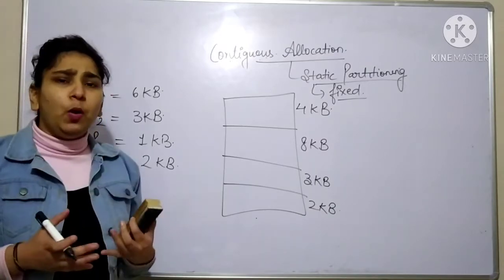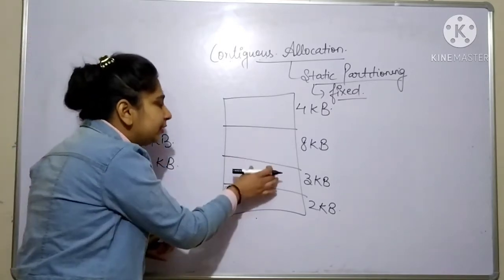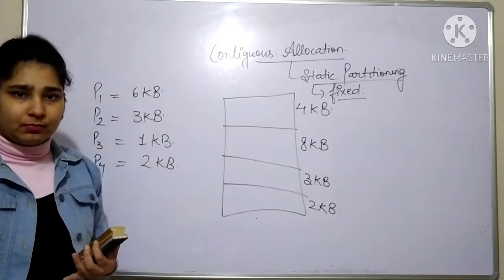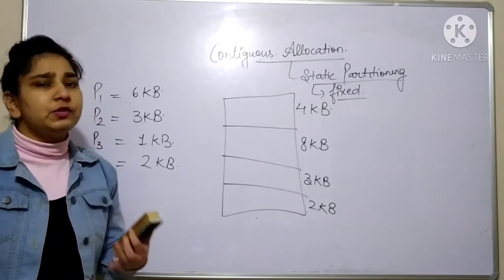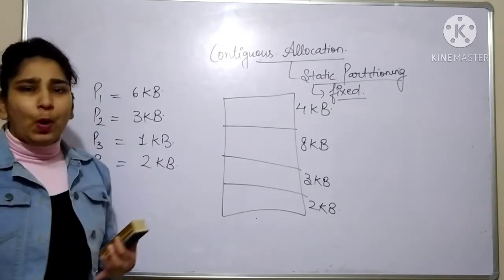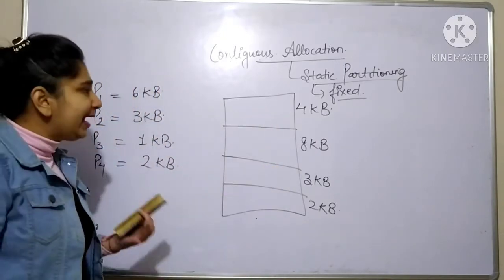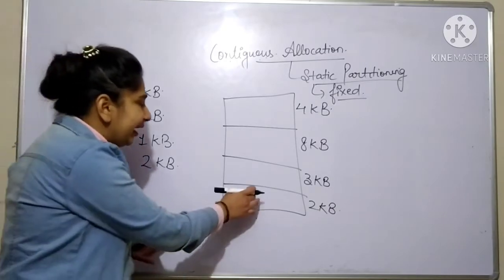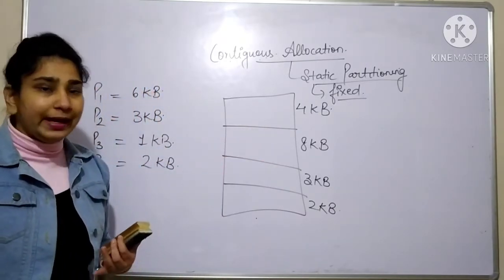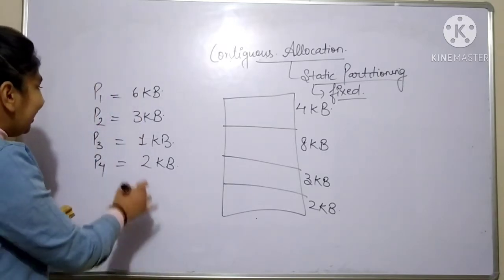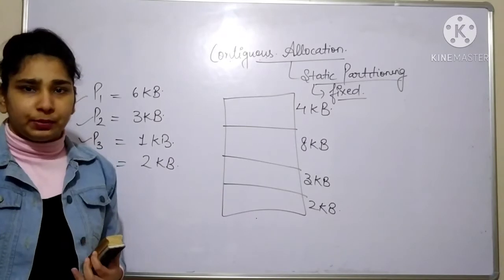What do we want to do? We want to reduce the wastage of the main memory. We don't want our main memory to be wasted. So we should divide our main memory in such a way that we can utilize the main memory space at its best. So I have these 4 processes that want to execute.